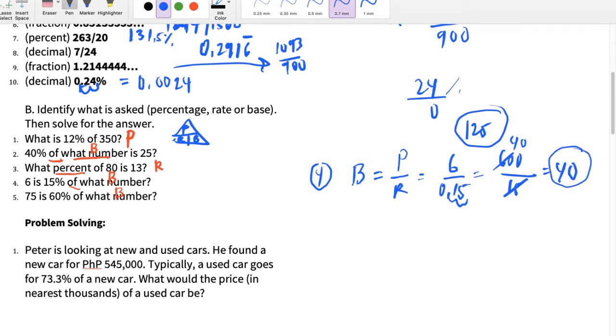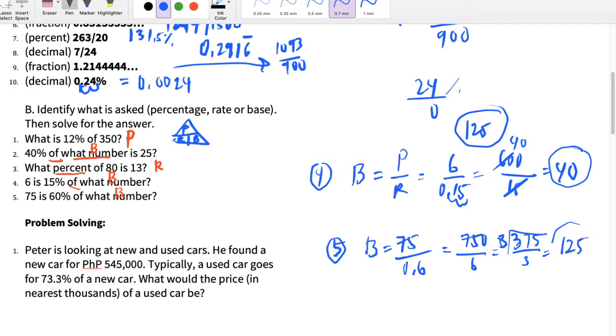Okay, how about number 5? 75 over 60% or 0.6. So, if you divide, equal to 750 over 6, that's also equal to 375 over 3. Divide this one by 3, you will get 125. Okay? So, I'm assuming guys, marunong naman kayong mag-divide. So, marunong naman kayong gawin yung arithmetic nito. Answer for number 5 is 125.